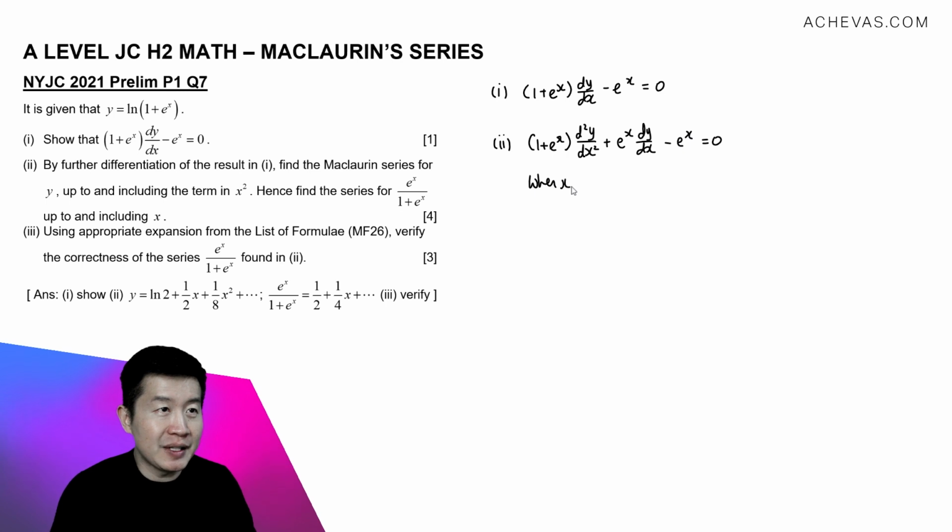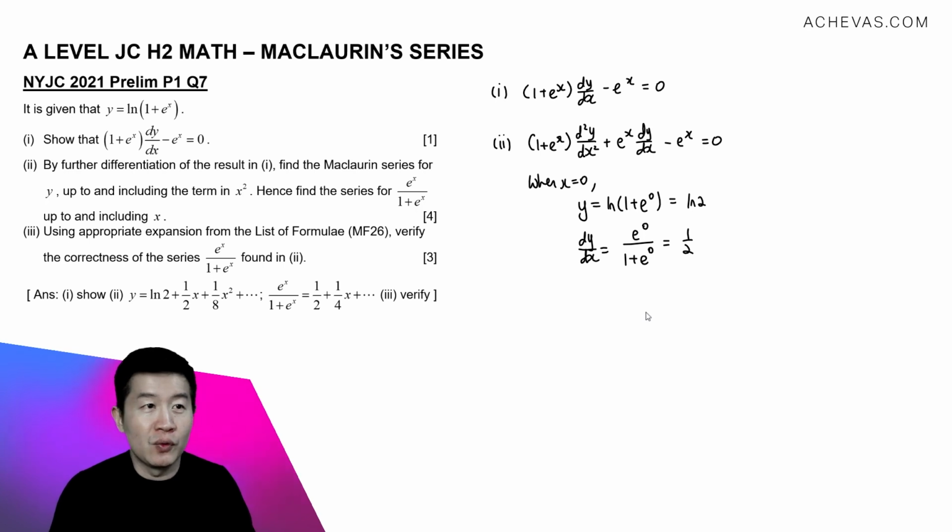And I'm going to let x be equal to 0 and try to find y. So y is going to be equal to ln of 1 plus e to the power of x, which is 0 now. So we have ln of 1 plus e to the power of 0, which is 1. So 1 plus 1 is 2, so this is going to be ln 2. And let's try to find out what is dy/dx when x is equal to 0. dy/dx is e to the power of x, which is 0, divided by 1 plus e to the power of x, which is again 0. So we have 1 over 1 plus 1. So dy/dx is 1 over 2.